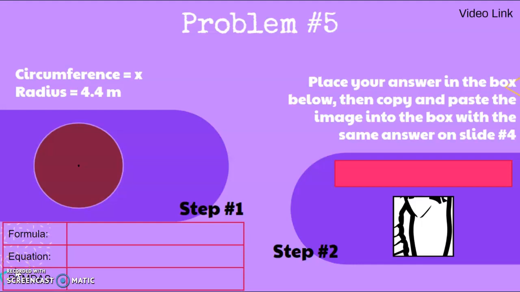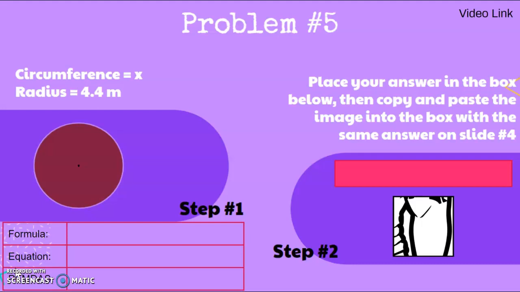All right, welcome to problem number 5. My circumference, I don't know. They put an X, that means it's an unknown. My radius is 4.4 meters. It's not written in the picture, so you don't get to have a visual. They're starting to help you understand that we can see it in words and we can see it in written form. We don't actually always have to have a picture to tell us.